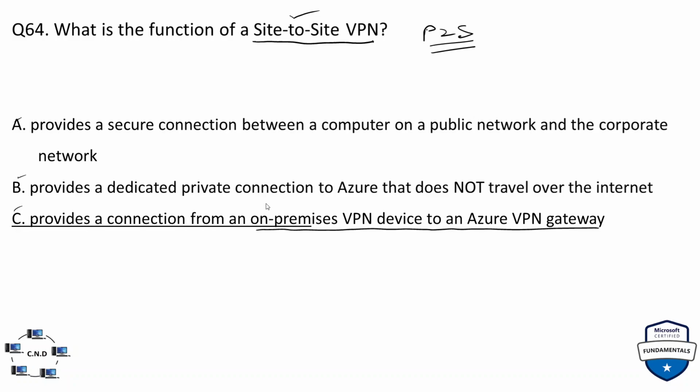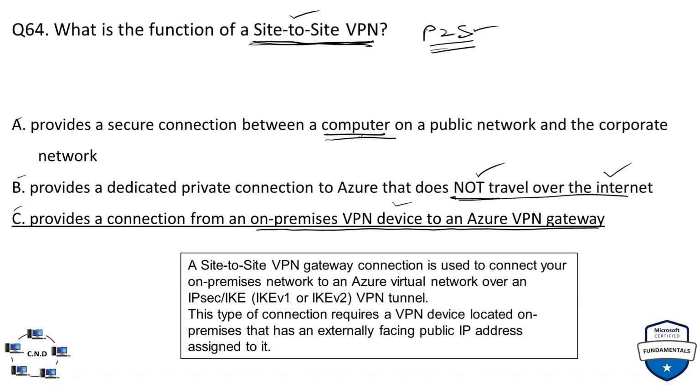And the correct option is option C, that the site-to-site VPN is used to provide a connection from an on-premises VPN device to an Azure VPN gateway. So always remember that the site-to-site VPN is between two VPN gateways or between two VPN devices. While the point-to-site VPN is basically between an individual client or an individual computer to a VPN gateway. So that is the difference. And this one is also wrong because the VPN is used for travel over the internet to secure your connection over the public media such as the internet.